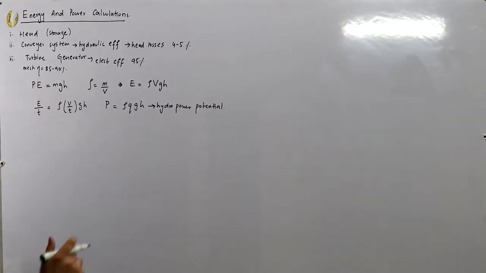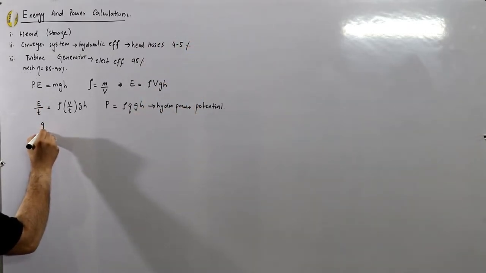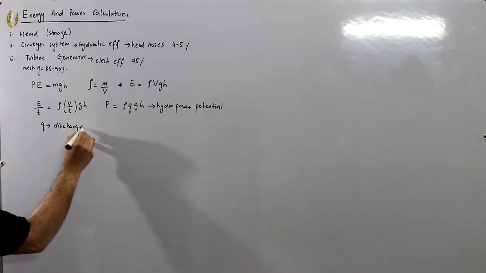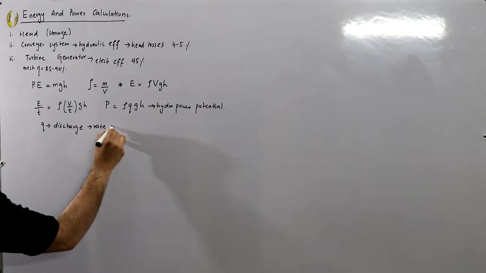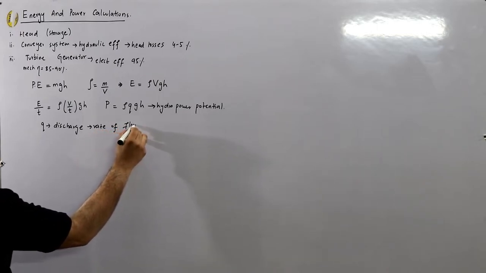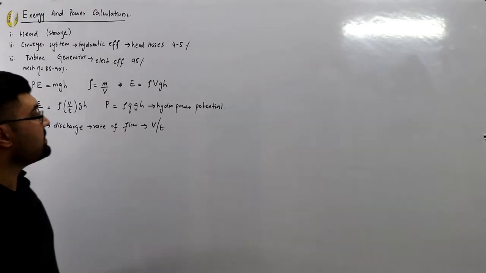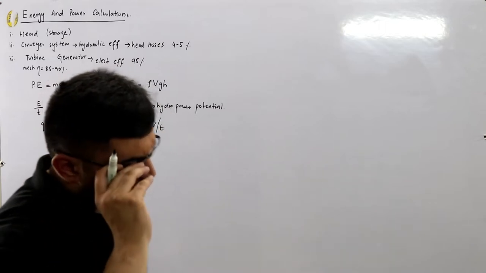Here Q is the discharge. Discharge tells me the rate of flow, in units of volume per unit time. Capital V I will use for volume, and small v I will use for speed.